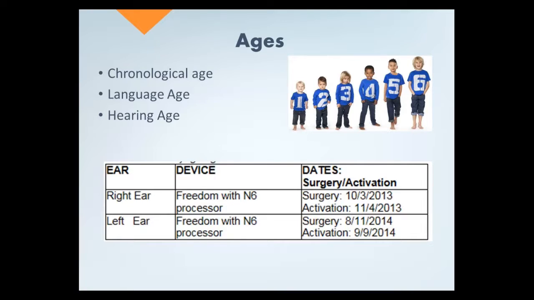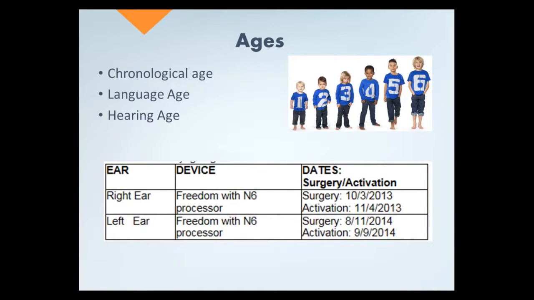So here's a chart you'll find at the top of our reports. This child has 2 cochlear implants. It lists the internal device, which was Freedom, and then the processors, which were N6. And then it lists the dates, the surgery, and the activation. If it was a child with a hearing aid, it would also say the date they were fit with a hearing aid.